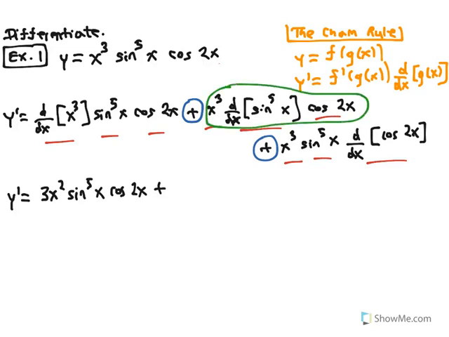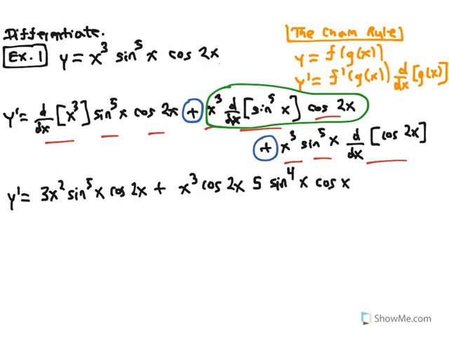If you want to save a little bit of time when you do the next line, maybe you want to go ahead and write x cubed and cosine of 2x first, and then find the derivative of sine to the fifth x. So you're going to use the chain rule, so you will have to use the power rule first, bring the 5 from the exponent to the front, and you now have sine to the fourth power of x, and then multiply by the derivative of the inside function, which is sine. The derivative of sine is cosine.